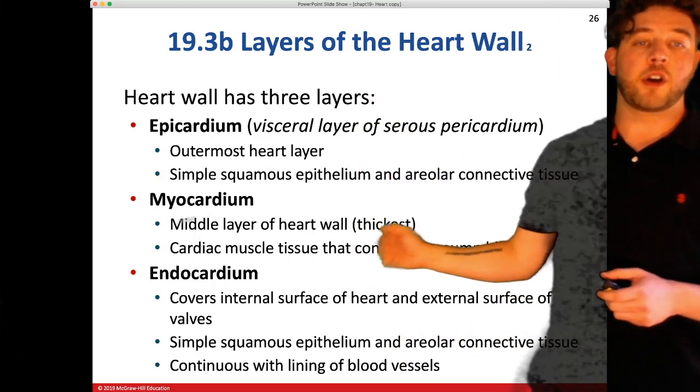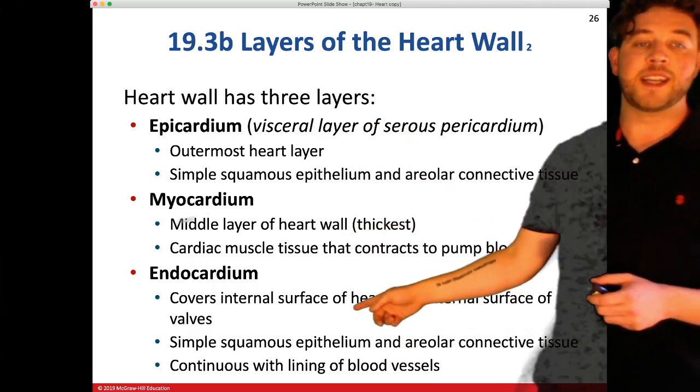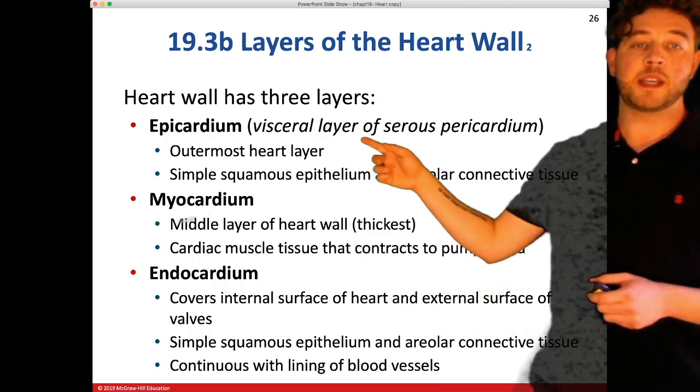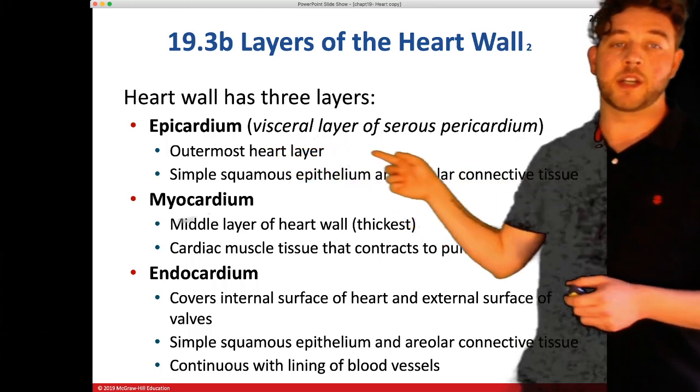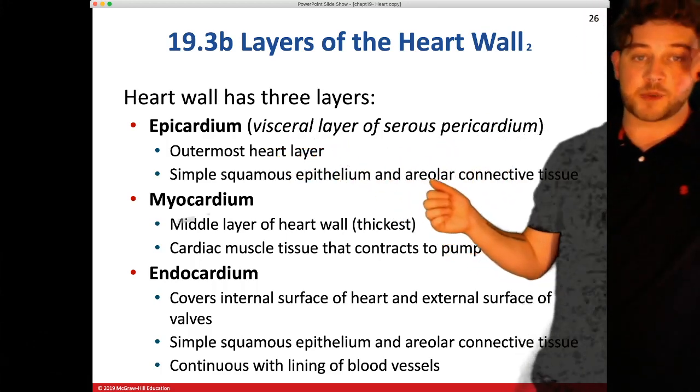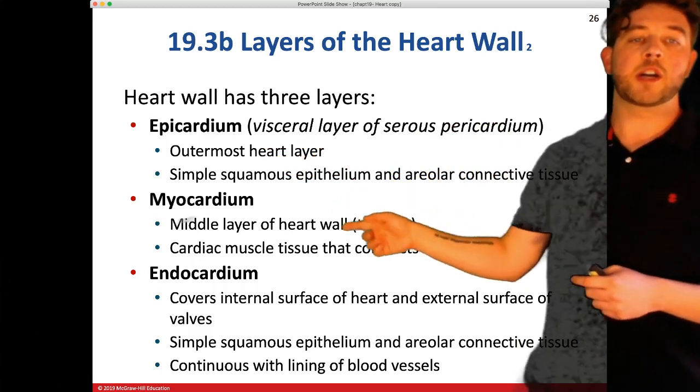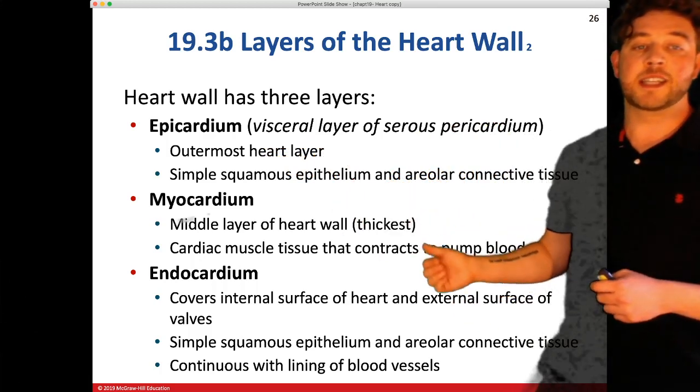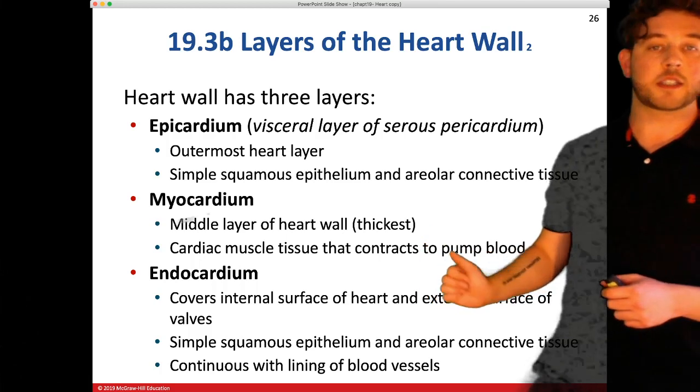The three layers of the heart wall: your epicardium, myocardium, and endocardium. Epi is the outside, the visceral layer of the serous pericardium, same thing. The outermost layer is simple squamous epithelium over areolar connective tissue. The myocardium is the middle layer. It's the thickest, and it's that cardiac muscle tissue that contracts to pump your blood.